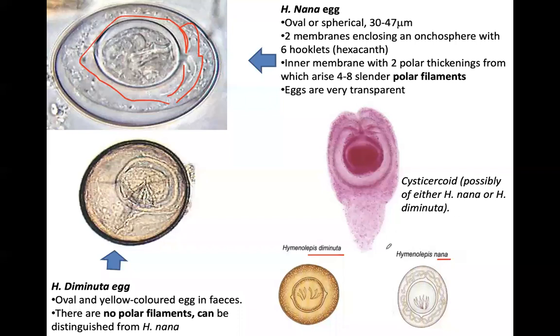And the cysticercoids can hardly be distinguished. They look almost the same. And then when you look at the other features, in terms of the number of membranes and the number of hooklets, these have 6 hooklets, hexacanth hooklets. They also have very transparent eggs, but the diminuta eggs are much more yellow colored compared to Hymenolepis nana, as you could see in these images. So, nana has polar filaments, diminuta does not have polar filaments, but they both have hexacanth hooklets. I hope you're able to follow. And we're going to have questions later to discuss these issues.